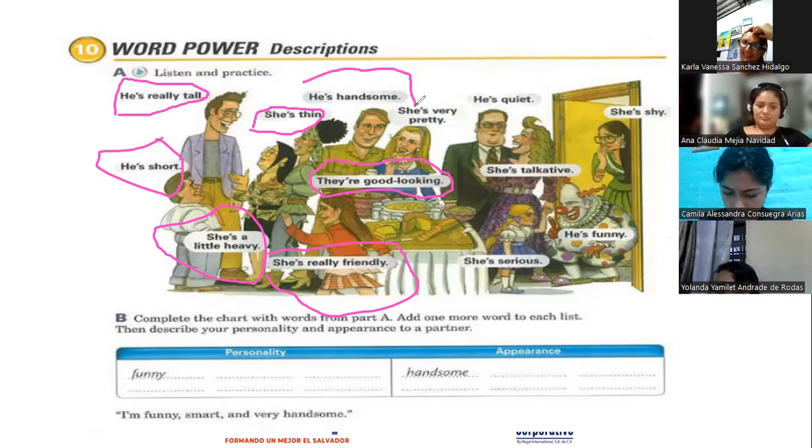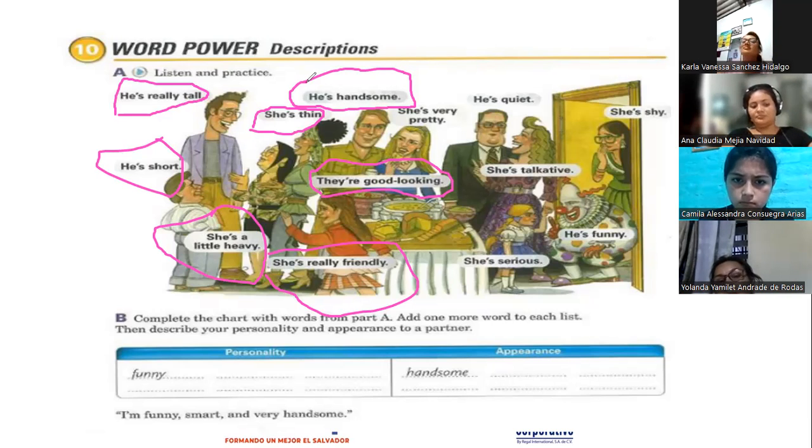Also, we got the, let's go to the... He's handsome. Yeah. He's handsome. This one, most of the time, is exclusively for men. Este se ocupa para hombre, específicamente. Mucho, mucho, mucho para hombre. En este caso, he's handsome significa que él es guapo.